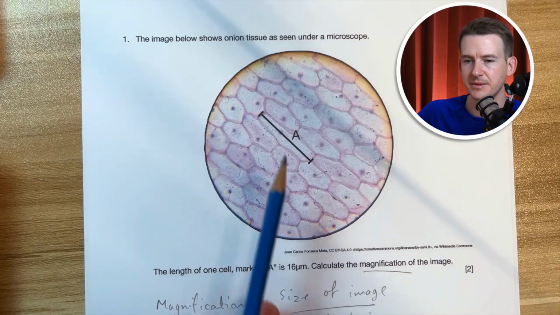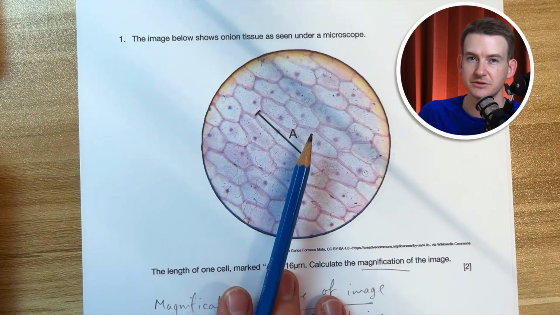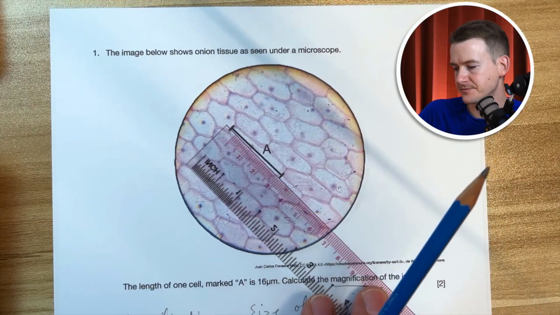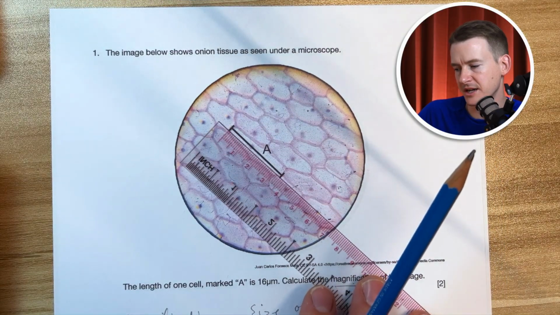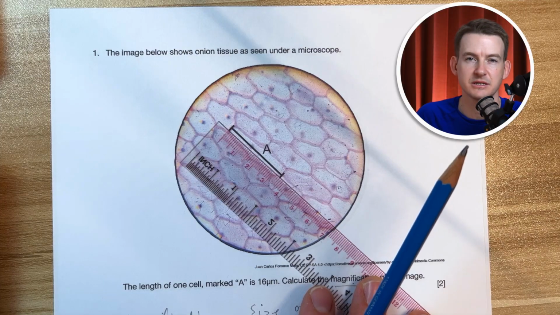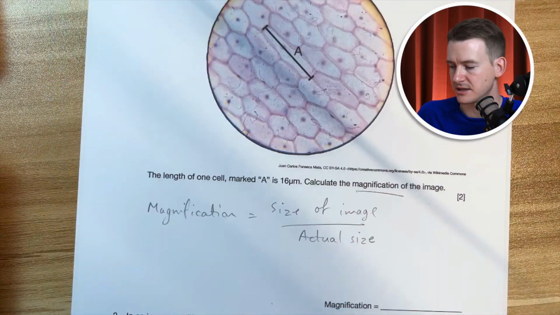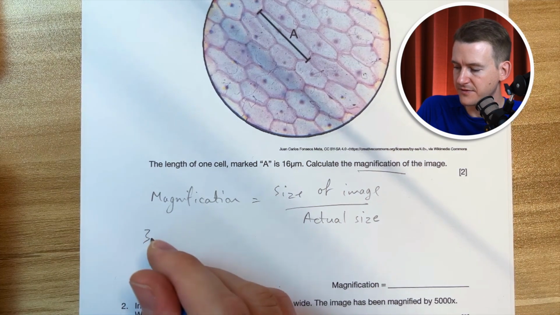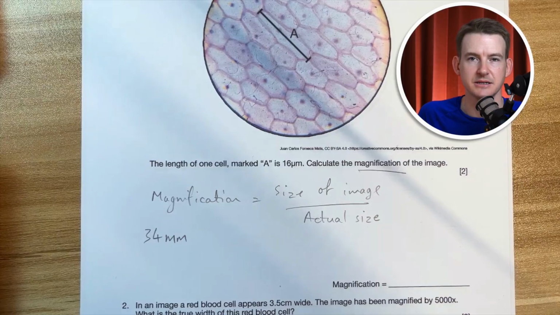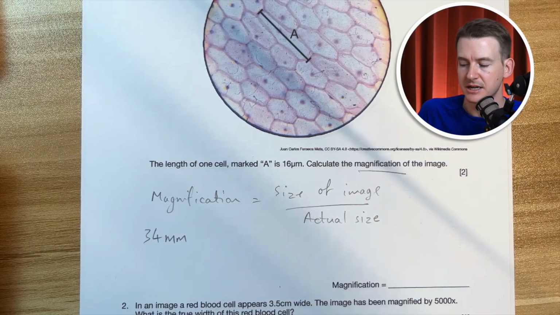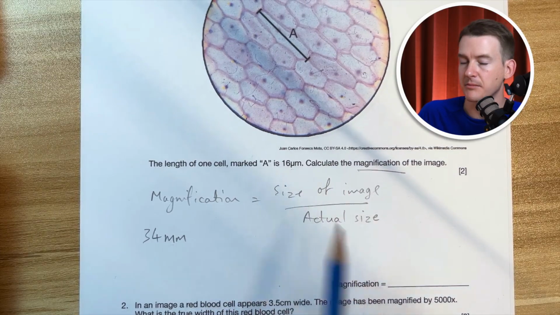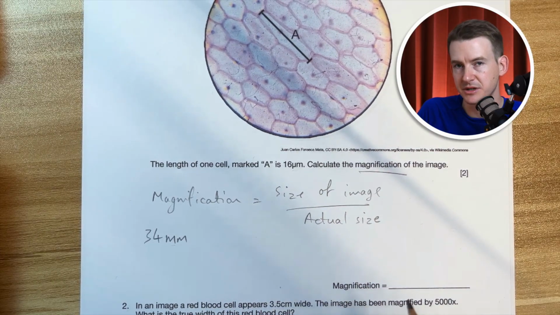There's no information here to tell us what numbers to use, so we have to use our ruler to measure this size. If I put this here from the top of line A down to the bottom, I can see 3.4 centimeters or 34 millimeters. Let's write that down. 34 millimeters is my size of image, the image size. Now, straight away it should jump out at you that we've got millimeters here and we've also got micrometers here. So we need to do a conversion.